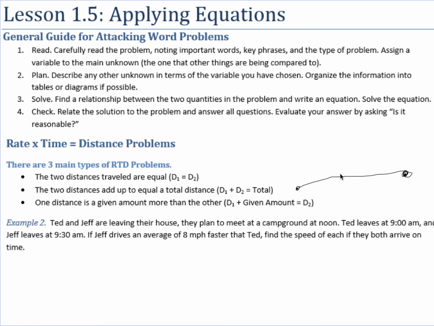And if they're traveling and they meet here, this first person's distance, so we put a d sub 1, plus the other person's distance, because they're coming this direction, will actually equal the entire distance.